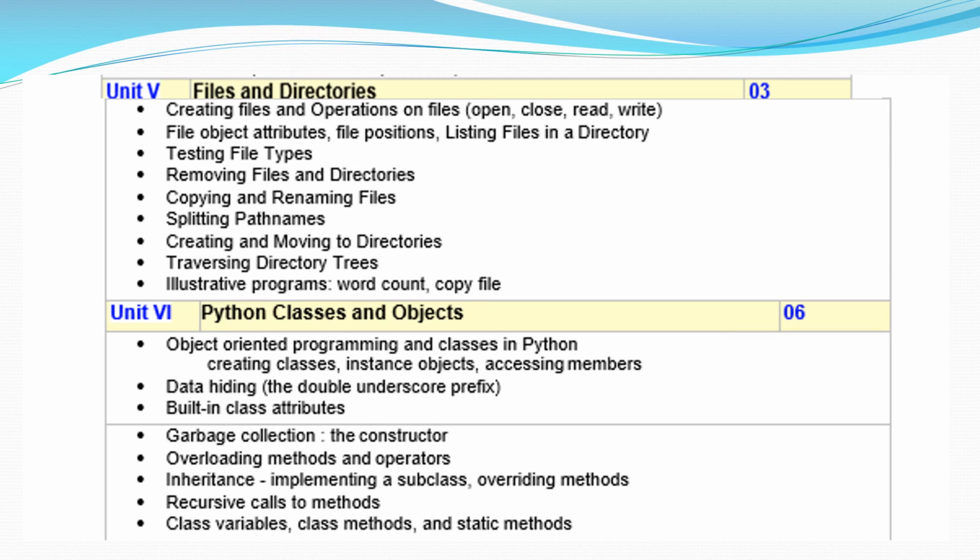Next is inheritance. It is a way of arranging objects. An object inherits from another object. Recursive calls. All of you know that a function calling itself is recursive call. Then next, class variables, methods and static method. In detail we have to discuss. This chapter helps you become an expert in using Python's object-oriented programming support.